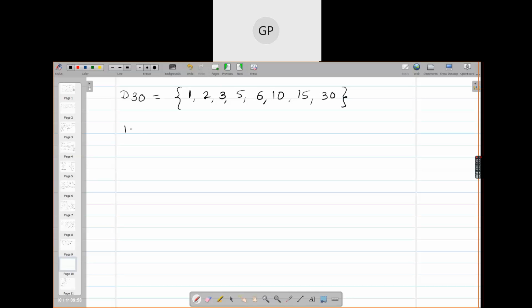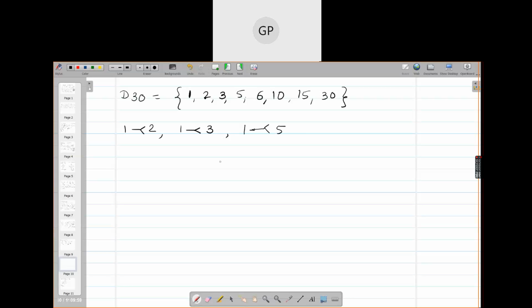Now 1 is covered by which elements? 1 is covered by 2, and 1 is covered by 3, and one more, 5. 1 is not covered by 6, because 1 divides 2 and 2 divides 6.